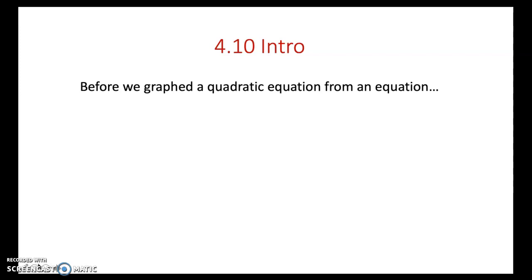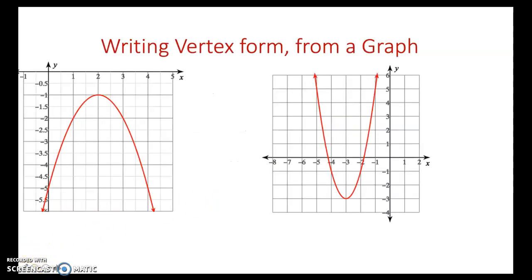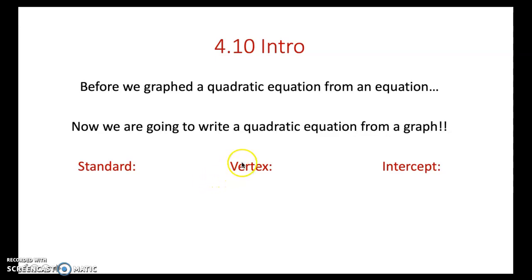I'm going to break 4.10 up over 3 days. Before, we graphed a quadratic equation from an equation. And now we're going to write the equation from a graph. So you did that in Algebra 1 with lines, and now we're going to do that with quadratics in Algebra 2. There are 3 different forms that we have here. We have standard form, vertex form, and intercept form. And today we're just going to focus on vertex form.